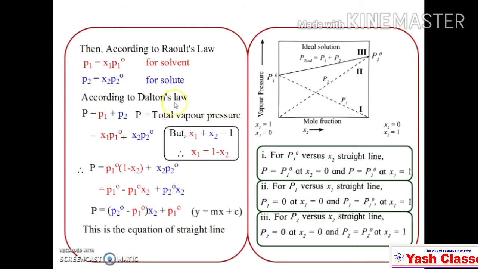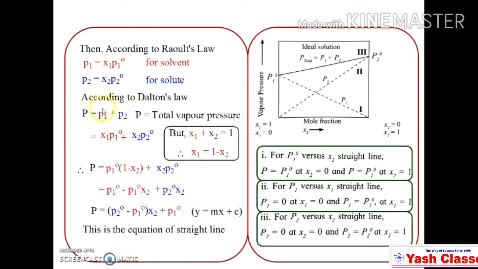Now according to Dalton's law of partial pressure, the total pressure exerted by all the components is the sum of the partial pressures of all the components. So P1 is the partial pressure exerted by A1 when it is present in solution, and P2 is the partial pressure exerted by A2 in the solution state. The sum of these two partial pressures is the total pressure. This is Dalton's law.